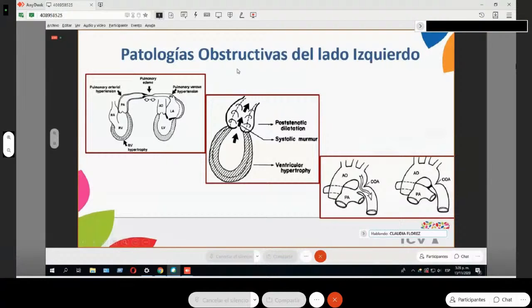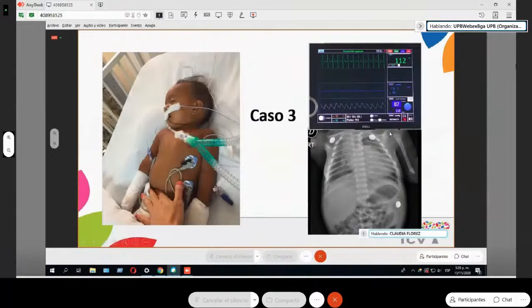Case 3 is a desaturated kid, cyanotic, saturation in 87. Normal saturation is above 92%. So this kid saturates at 87. A large liver, cannot breathe on his own. He has difficulty in breathing. So you see the X-rays, we have a very large heart with increased pulmonary flow.